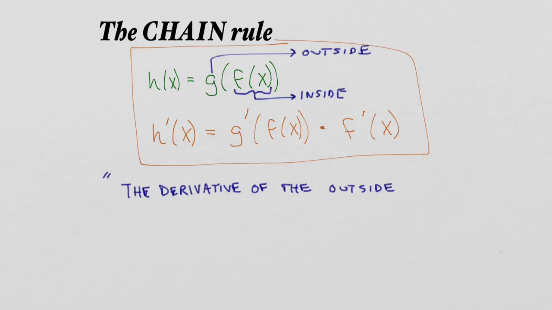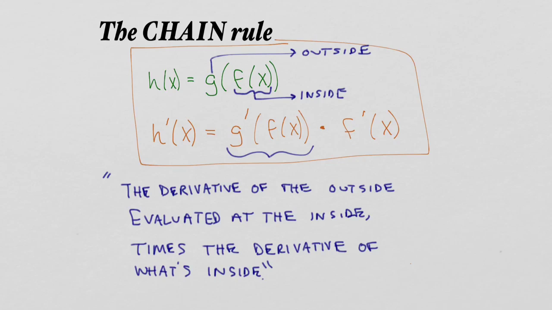So to use your chain rule, you're going to take the derivative of the outside, which is your g prime of x, evaluate it at the inside. So that thus far brings us here. We have the derivative of the outside, evaluated at the inside, and then the rest of this is times the derivative of what is inside. Times the derivative of what's inside. The derivative of the outside evaluated at the inside times the derivative of what's inside.